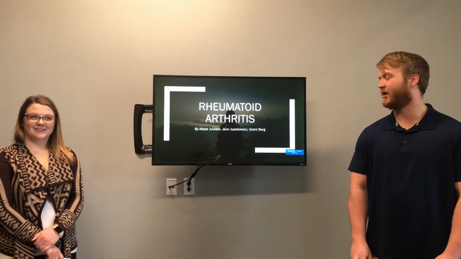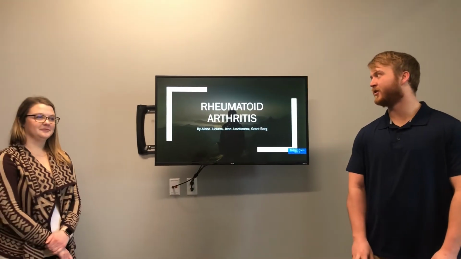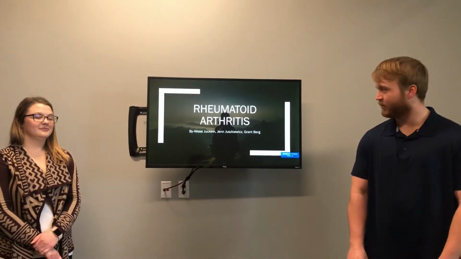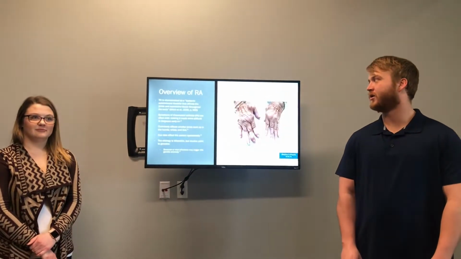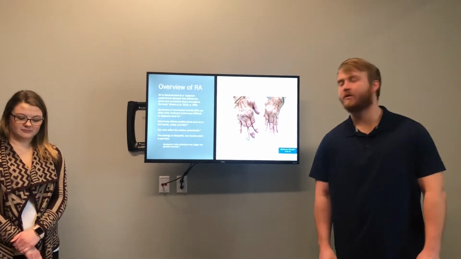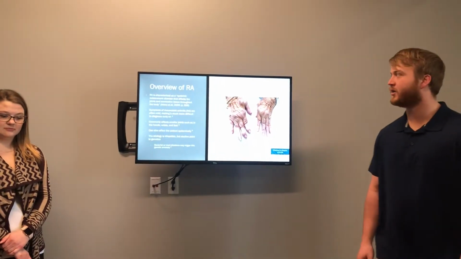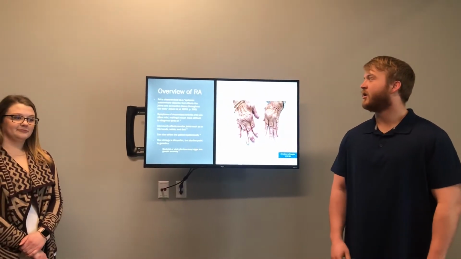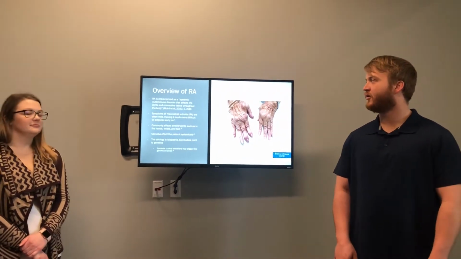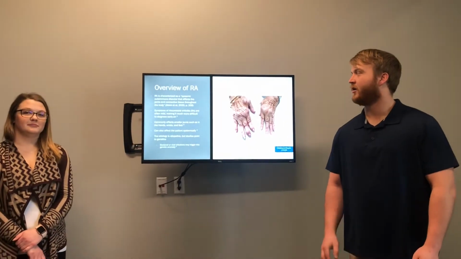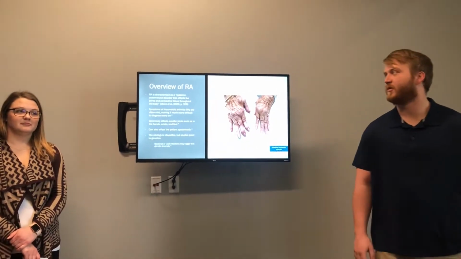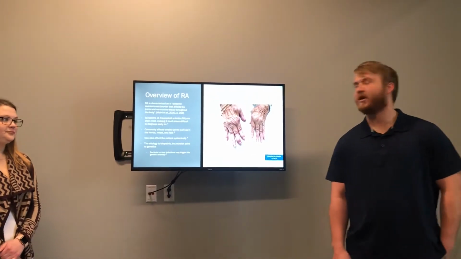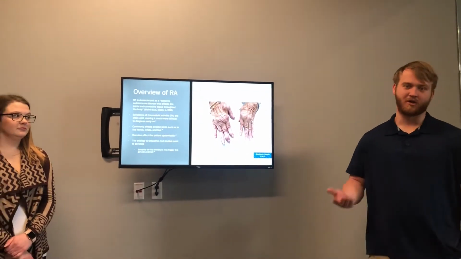In this presentation, we're doing the soft tissue and joints, and for our disease, we're doing rheumatoid arthritis. RA, or rheumatoid arthritis, is characterized as a systemic autoimmune disease that affects the joints and connective tissue throughout the body. Symptoms of rheumatoid arthritis are often mild, making it often difficult to detect in the early stages.